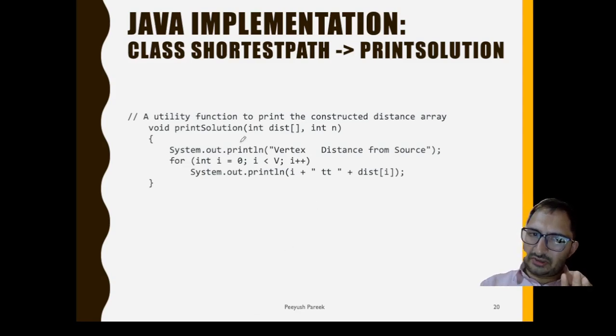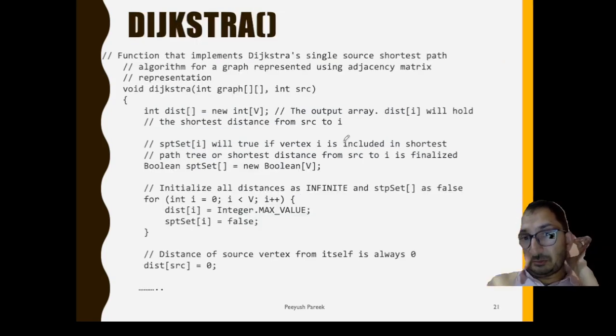Now we will create a function to print what we have. We are using this function, which will take as input the array of the constructed distances, and n is the number of nodes. Okay, it will print. This is a simple SOP. This is the main algorithm, Dijkstra's, which we are implementing through an adjacency matrix representation.